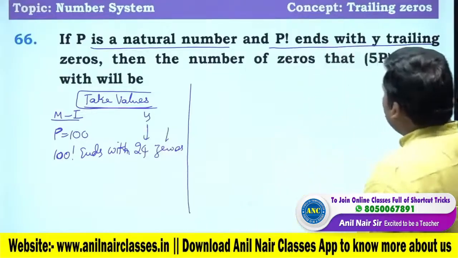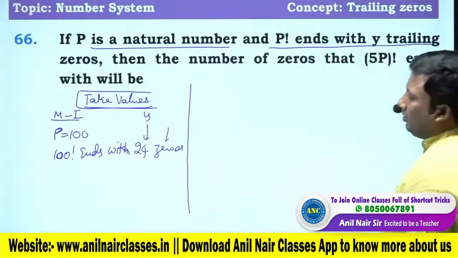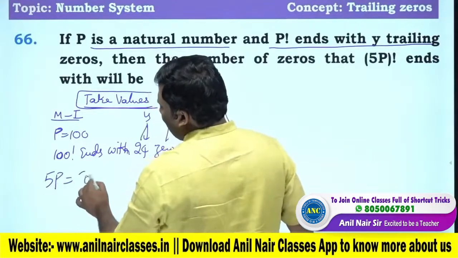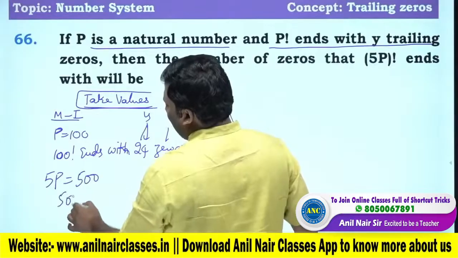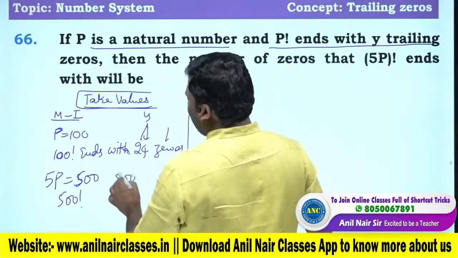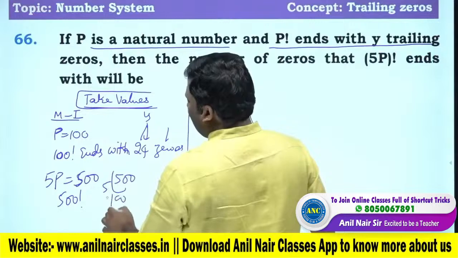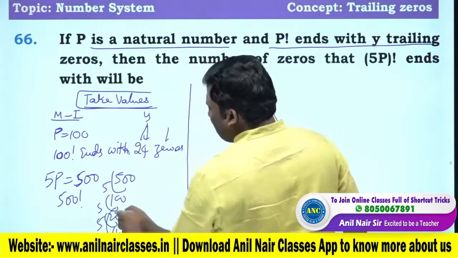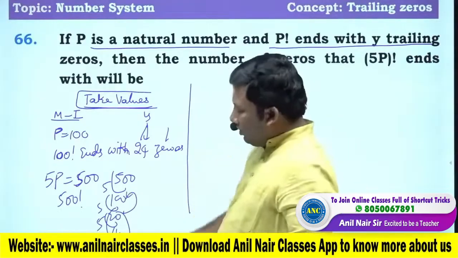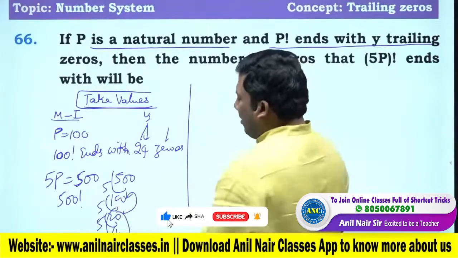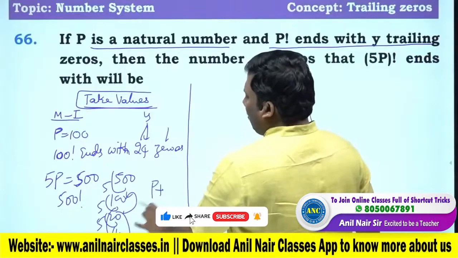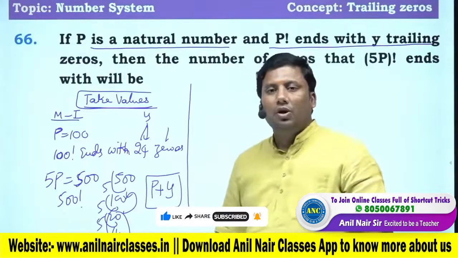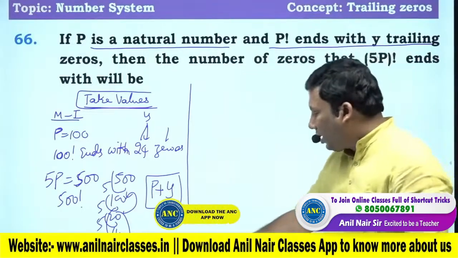Then the number of zeros in 5p factorial. 5p factorial means 5 into p, 500. 500 factorial ends with how much? 500 by 5 is 100, 500 by 25 is 20, 500 by 125 is 4. That means this plus this will get added. What is 100? It is P. 24, it is Y. Answer is P plus Y. Are you all with me?